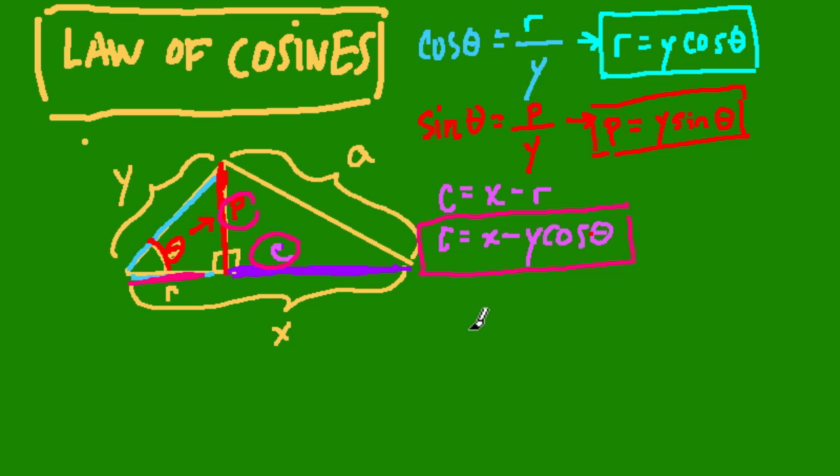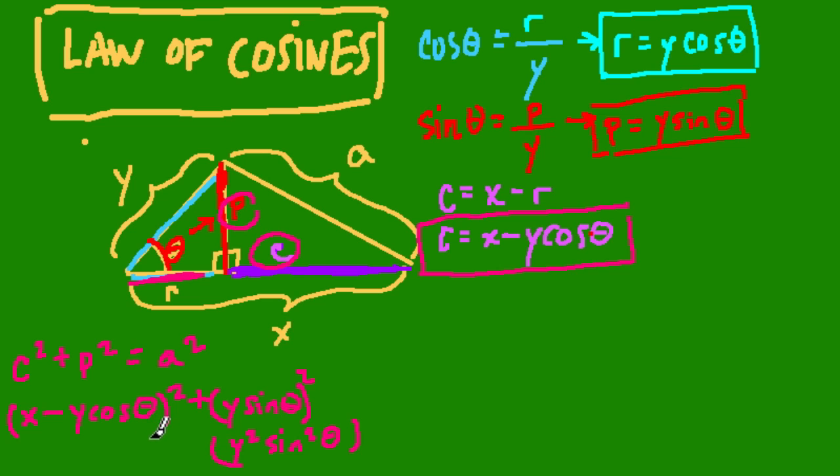It's going to equal a squared. And we'll write that right over here. C squared plus p squared is going to equal a squared. That's the Pythagorean theorem. So c squared is just, well, x minus y cosine of theta squared, plus p squared is y sine of theta squared. And I'm going to simplify this one over here. It's going to be y squared sine squared of theta. That's going to be this piece right here.